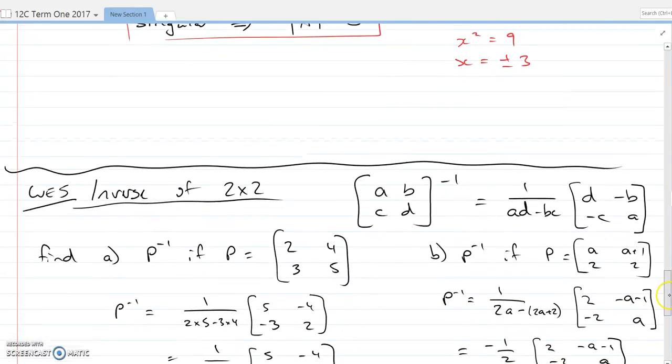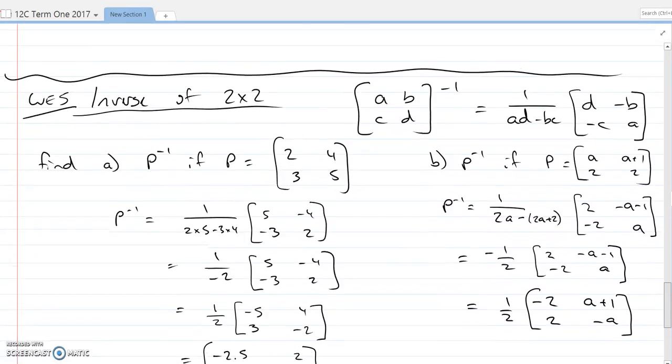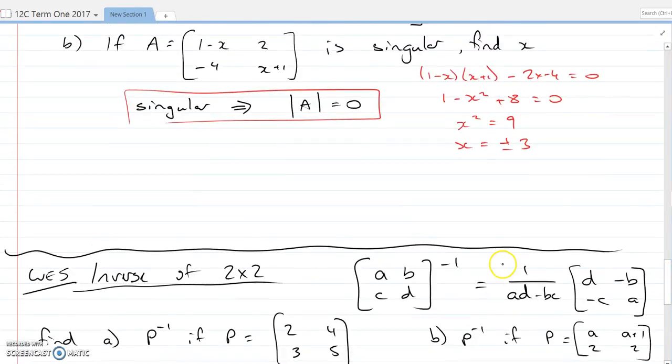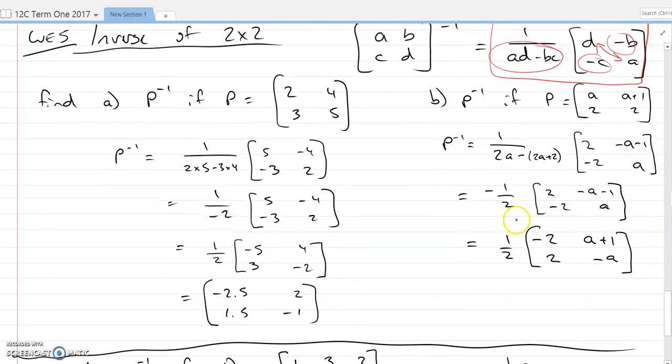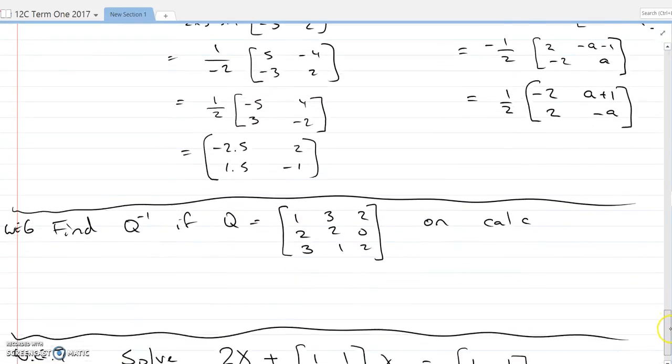Inverse of a 2 by 2. Just remember that formula, okay? 1 over the determinant. This is why I always get confused with this 1 over. Swap the A and the D, make the other two negatives. So you can pause and look at these examples to practice, and let me go on to the second last.